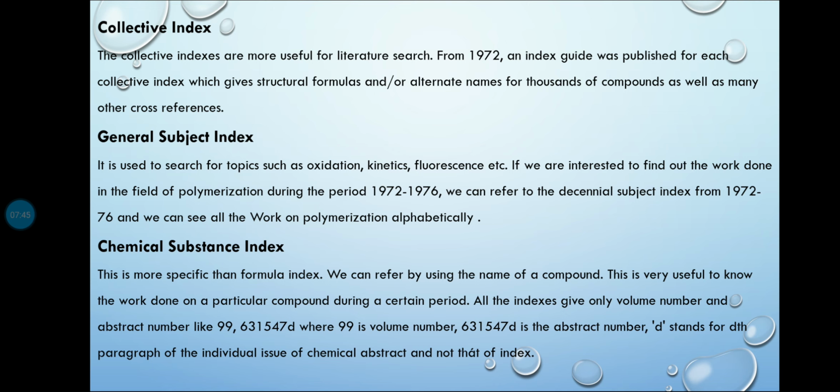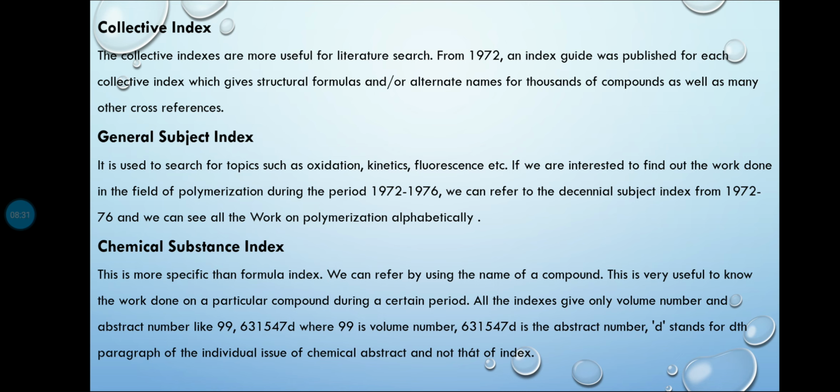General Subject Index. The General Subject Index is used to search for topics such as oxidation, kinetics, fluorescence, etc. If we are interested to find out the work done in the field of polymerization during the year 1972 to 1976, we can refer to the decennial subject index from 1972 to 76 and we can see all the work on polymerization alphabetically.